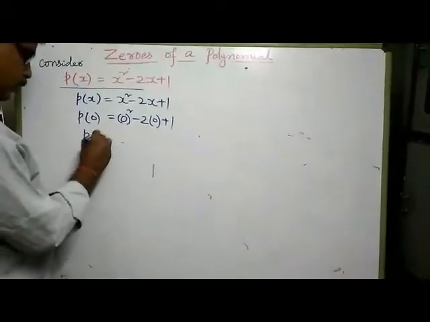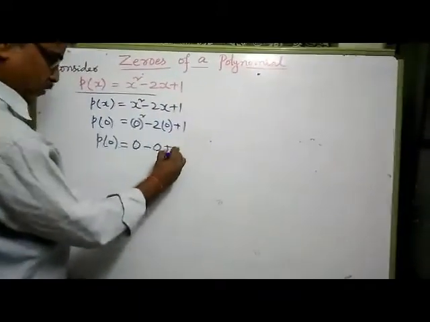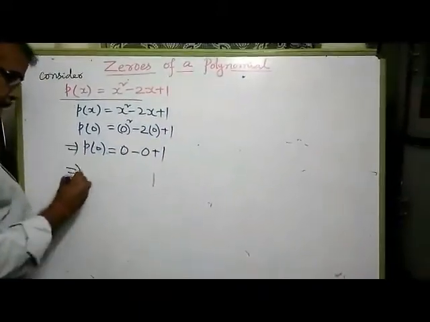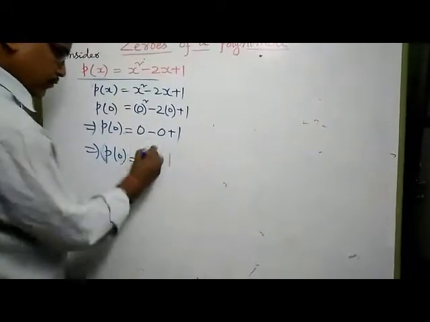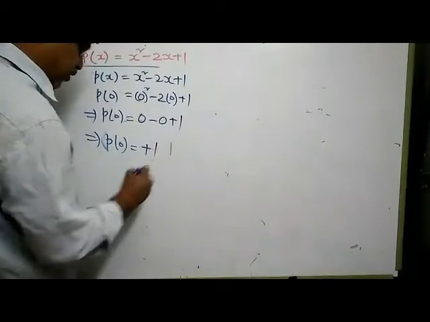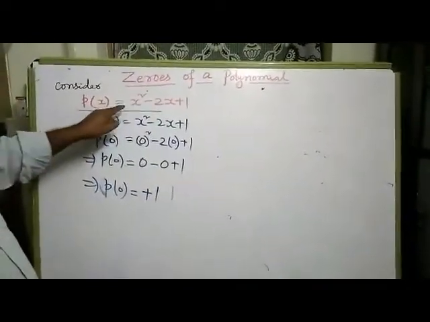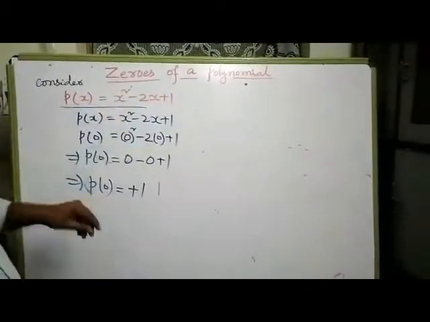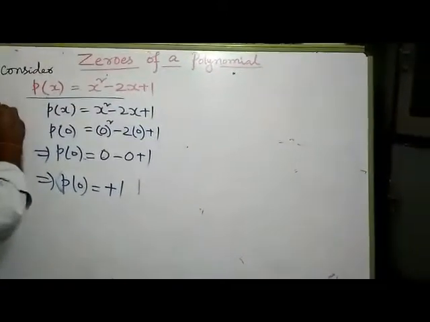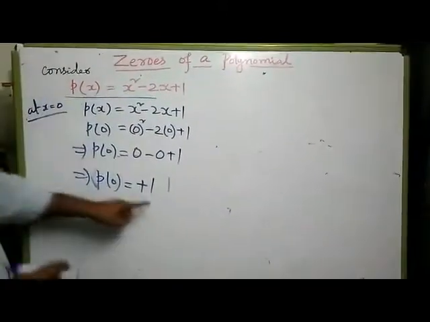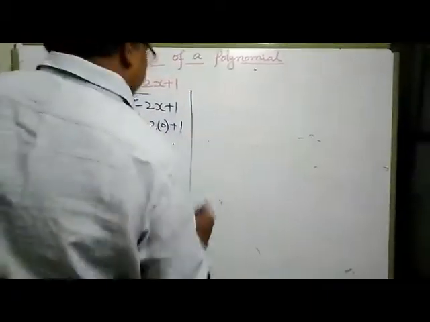P of 0 is equal to 0 square minus 2 into 0 plus 1. That implies P of 0 is equal to plus 1. This is the first one. The polynomial P of x is equal to x square minus 2x plus 1. The value of the polynomial at x is equal to 0: at x is equal to 0, the value is 1. So, the same example once again.